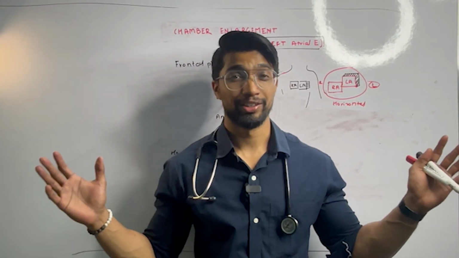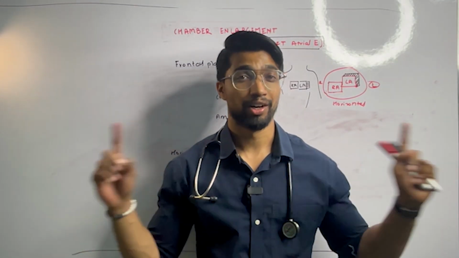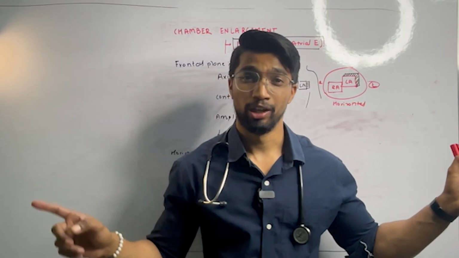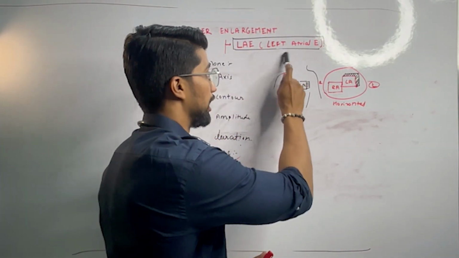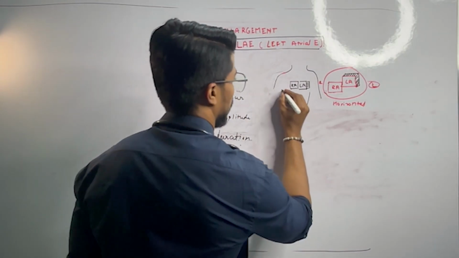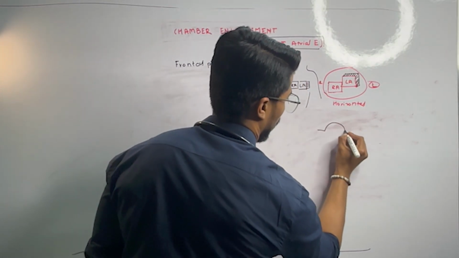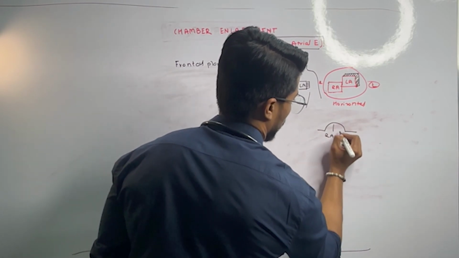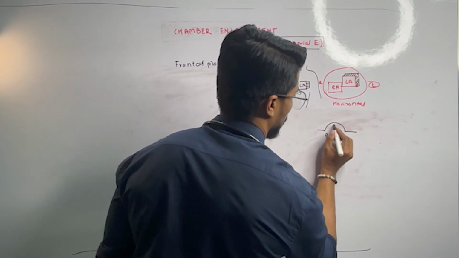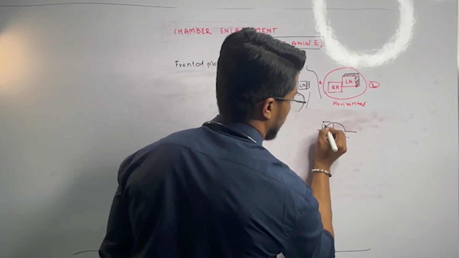So in the previous one, we studied right atrial enlargement, as we are covering the topic of chamber enlargement. So let's see what happens with left atrial enlargement. It's very easy. As we've seen, we know the normal P wave looks like this. The first half being RA, the second half being LA. LA gets activated after RA because the SA node is located like this.